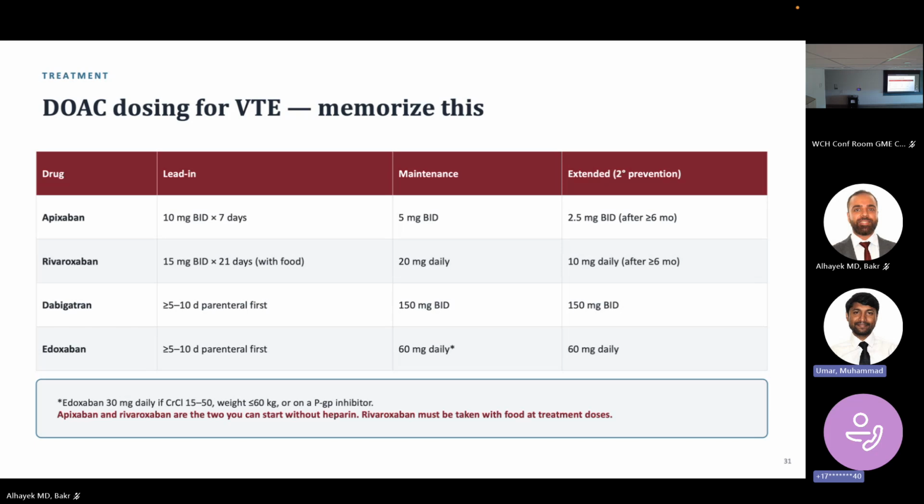They work by blocking factor 10. If you know the Latin or Greek letter for the number 10, it's the X. And then you have the A, which is the abbreviation for activated. So it blocks the activated factor 10, and you have a ban after it that stands for blockage.